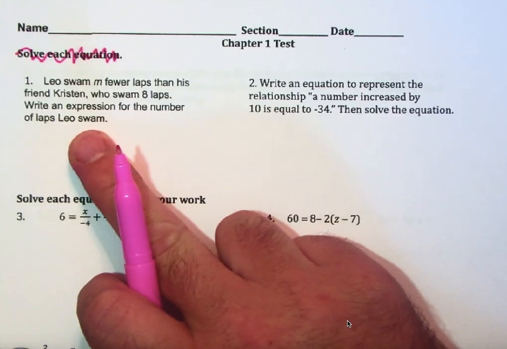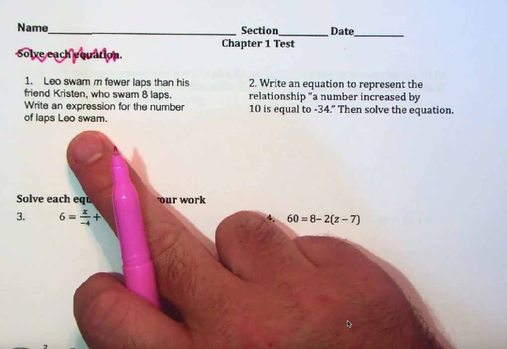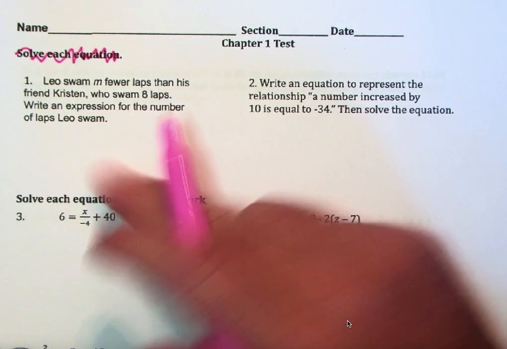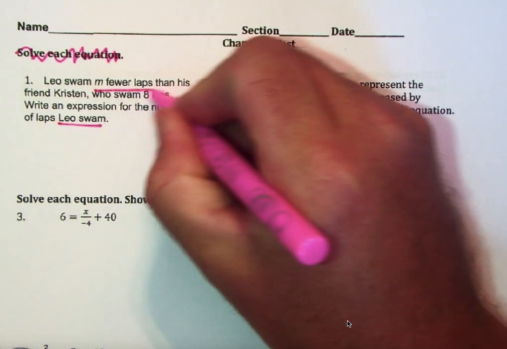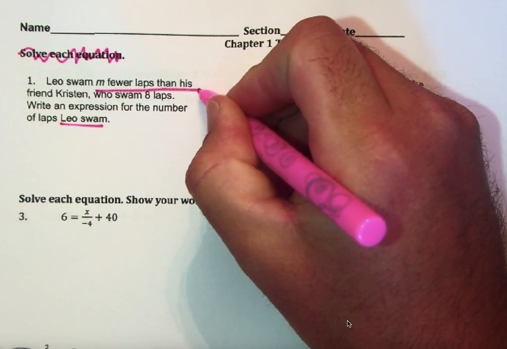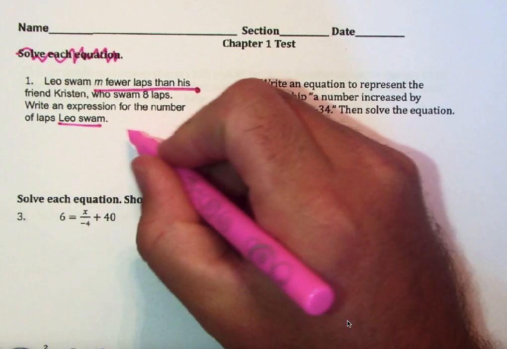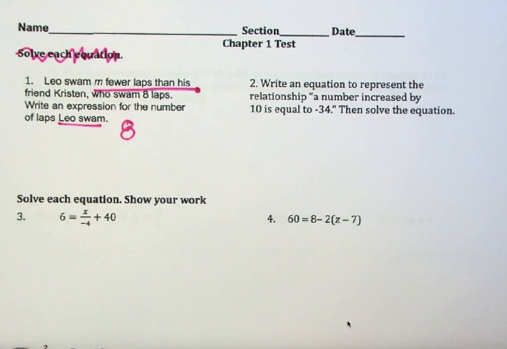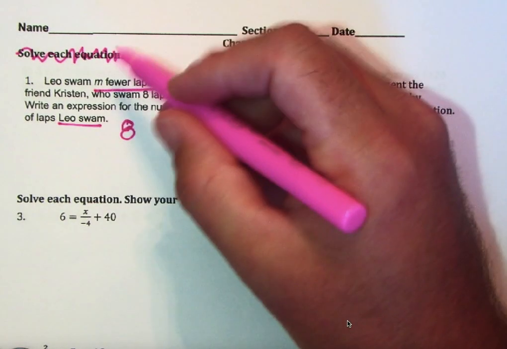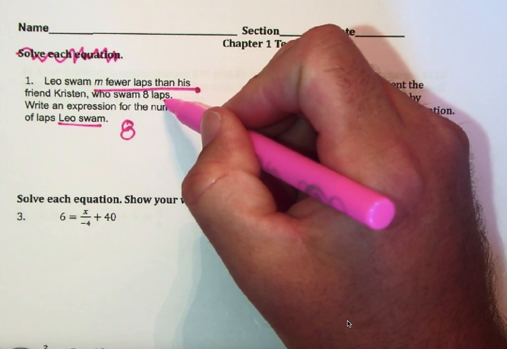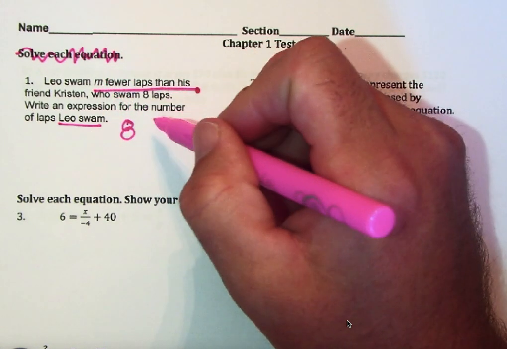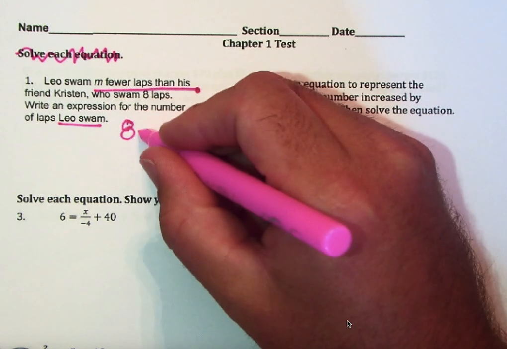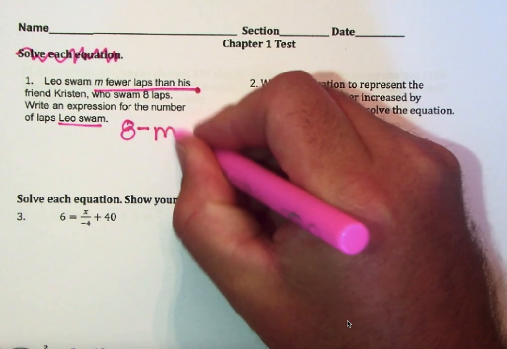Leo swam m fewer laps than Kristen, who swam 8 laps. Write an expression for the number of laps Leo swam. Well, Leo swam m fewer than his friend Kristen. So if Kristen swam 8, if it was 5 fewer, you could do 8 minus 5. If it was 3 fewer, you would do 8 minus 3. So if it's m fewer, it'd be 8 minus m.